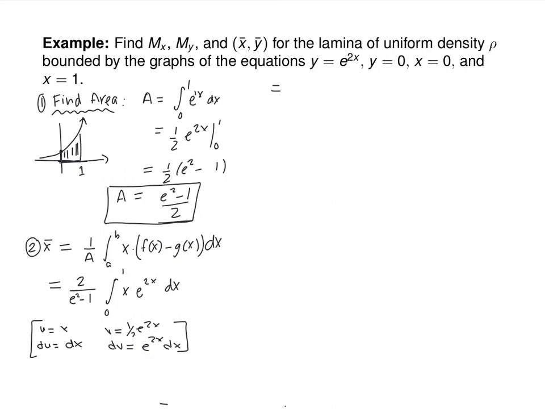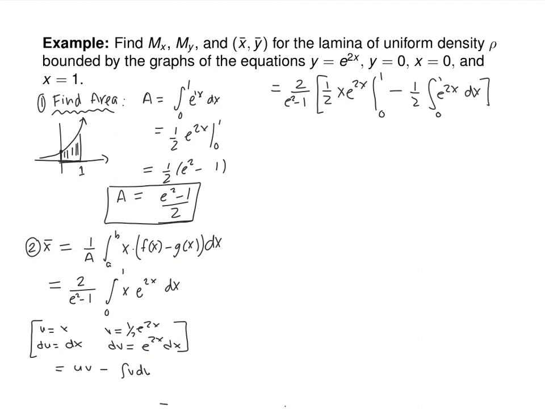All right, so moving up where I have some space, we'll have 2 over e squared minus 1 multiplied by the quantity uv, so 1/2 x e to the 2x. That part no longer has an integral, so it needs to be evaluated from 0 to 1, minus v du. So this was uv minus integral v du. So minus 1/2 integral v du will be 1/2 e to the 2x dx. Don't forget your bounds, 0 to 1.